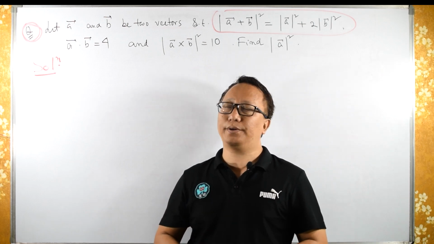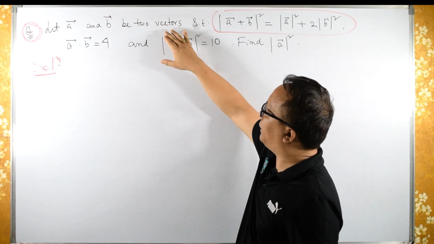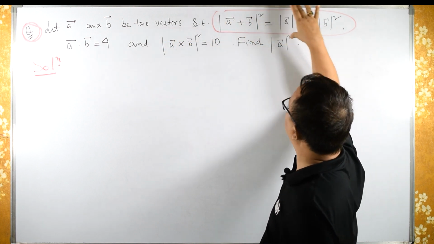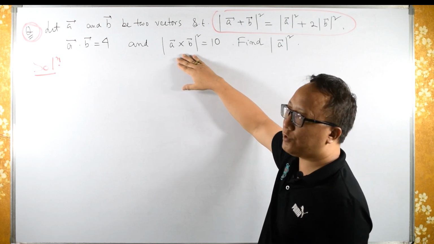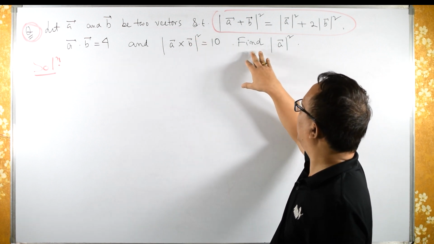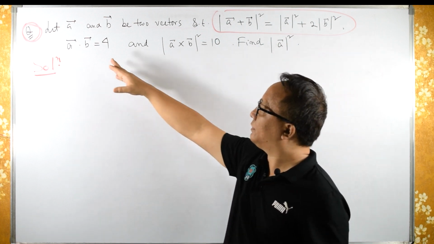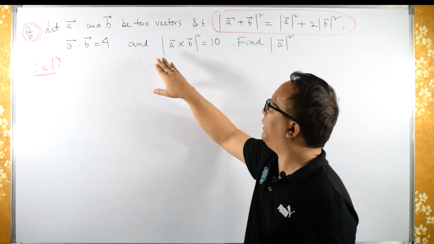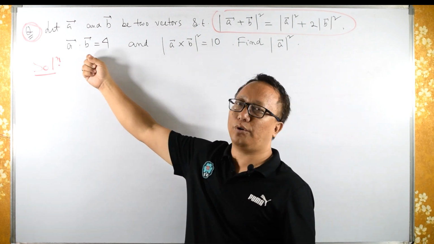In this question, you can see A and B are two non-zero vectors such that this condition is given, and then A dot B is given, as well as magnitude of A cross B the whole square is given. We need to find magnitude of A the whole square. So we have the dot product over here, we have the cross product over here.